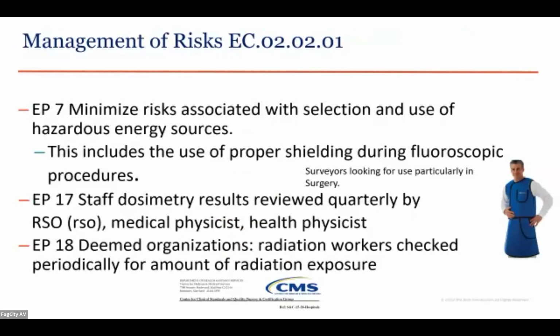EC 02 02 01, we have 3 EPs that are particularly appropriate for safety and risks. And these specifically deal with the provider of care, the worker, if you will. So first of all, EP 7 talks about minimizing the risks associated with hazardous energy sources. And under that is the consideration of providing personal protective shielding during procedures, specifically fluoroscopic procedures.